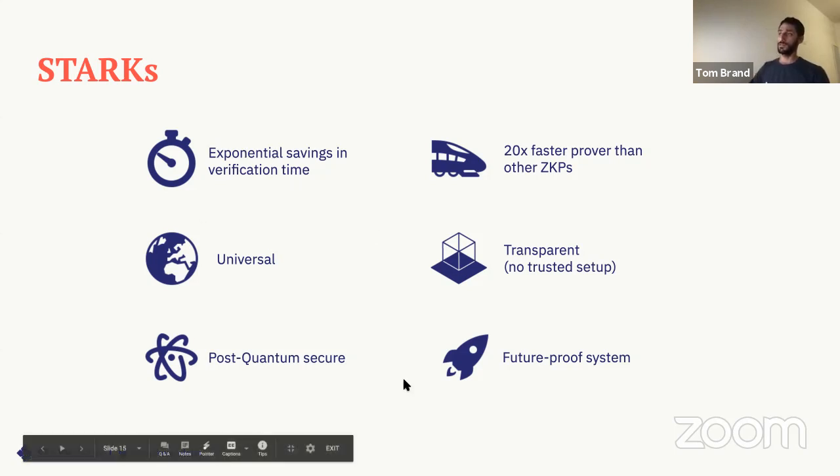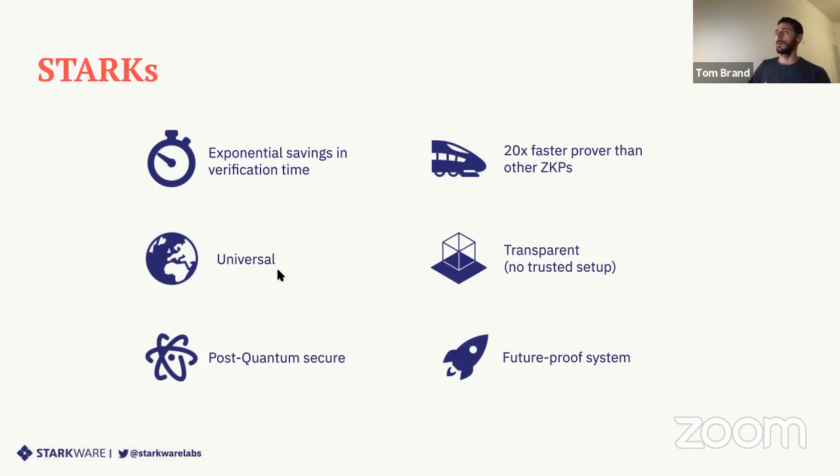There are other things here. Something interesting, for example, is that there's no trusted setup. Some proof systems require trusted setup, which hurts the trustlessness of the proof systems. But in Starks, you don't need it.